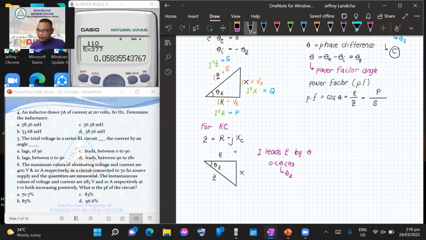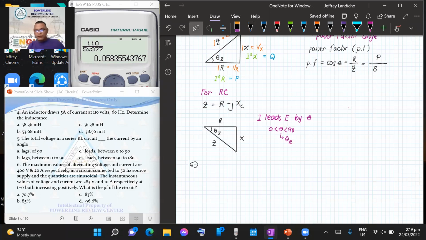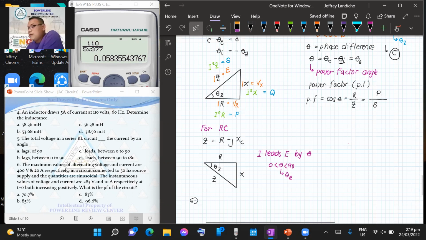Let us try number 6. So for number 6, the maximum values of alternating voltage and current are as follows. In a circuit connected to a 50 Hz source supply and the quantities are sinusoidal, the instantaneous values of voltage and current are 283 volts and 10 ampere respectively at time equal to 0, both increasing positively. What is the power factor of the given circuit? So alam na natin si power factor, it is cosine theta. Sino si theta? Theta is the phase difference between voltage and current.